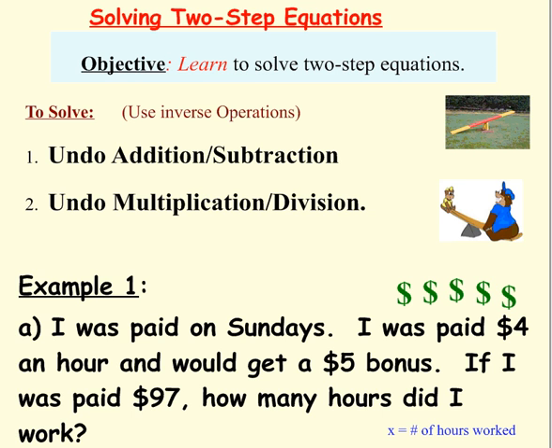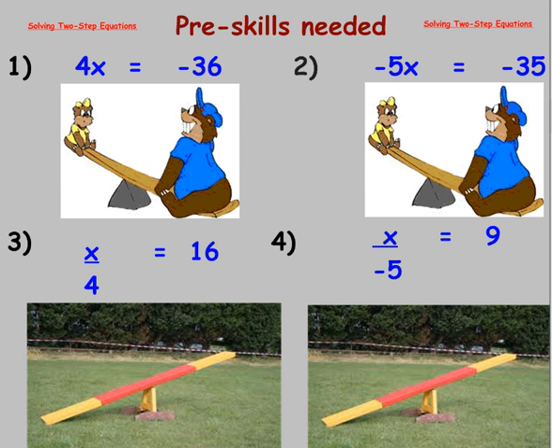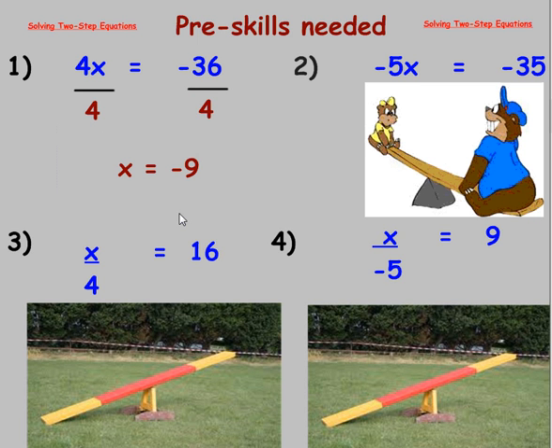Okay, welcome back. All right, these are the solutions to these questions. This first one right here, this is multiplication, 4 times some number. So you're going to do the opposite. You're going to divide by 4. You're going to get x equals -9.